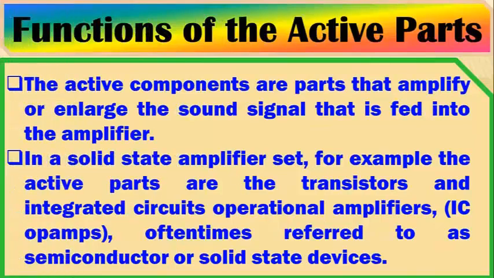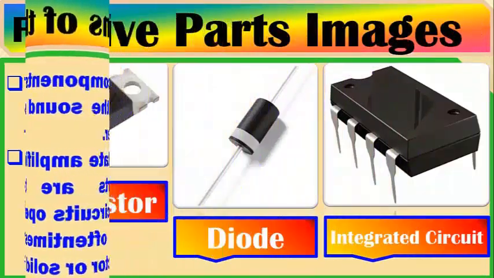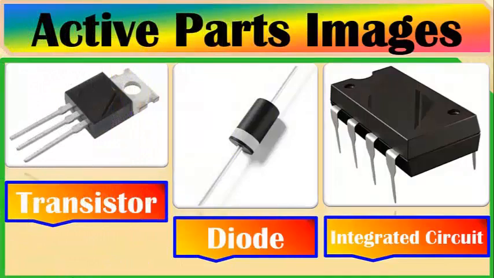The active parts, or components, are parts that amplify or enlarge the sound signal that is fed into the amplifier. In a solid-state amplifier set, for example, the active parts are the transistors and integrated circuit operational amplifiers, oftentimes referred to as semiconductor or solid-state devices. The active parts images: we have transistor, diode, and integrated circuit.